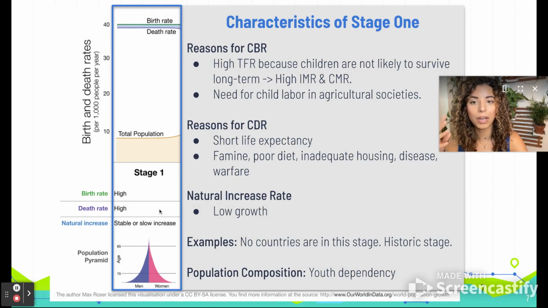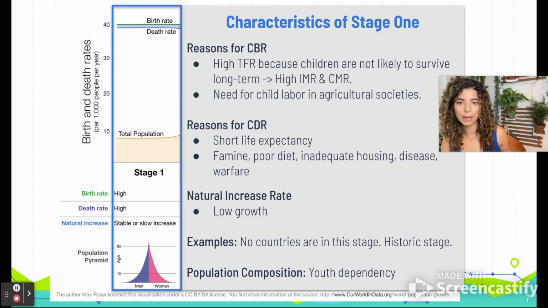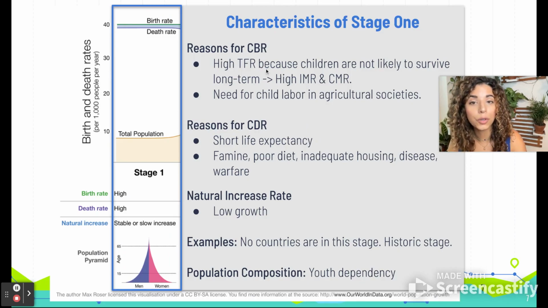So characteristics of stage 1. This is stage 1 of the demographic transition model. This is just one little strip of the DTM. So reasons for the crude birth rate. Birth rate right up here. It's a high total fertility rate because children are not likely to survive long term. So there's high infant mortality rate and high child mortality rate.